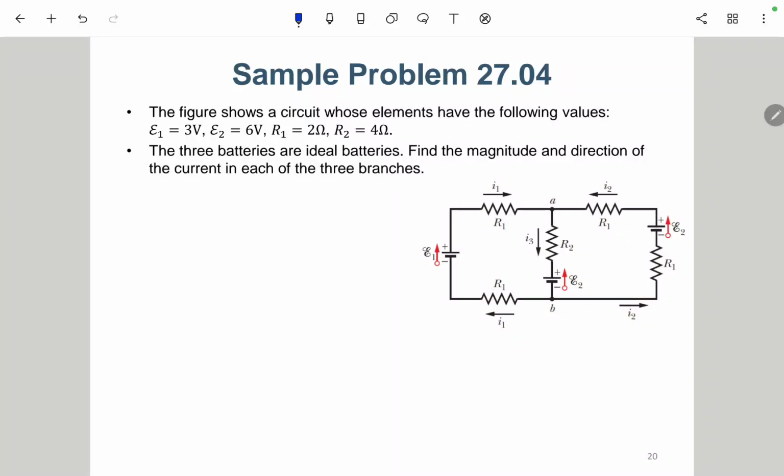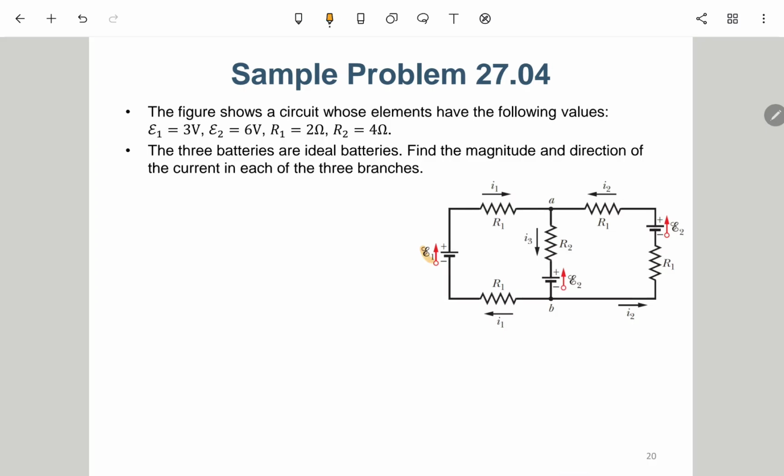Another sample problem. Here it says the figure shows a circuit with elements whose values are E1, E2, R1, R2. E1 is here, E2 is here and here. Actually, it's three batteries here, but only two different values.